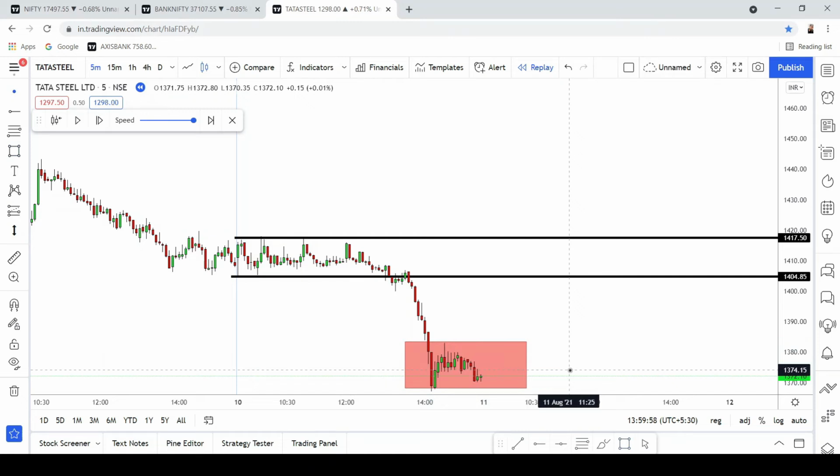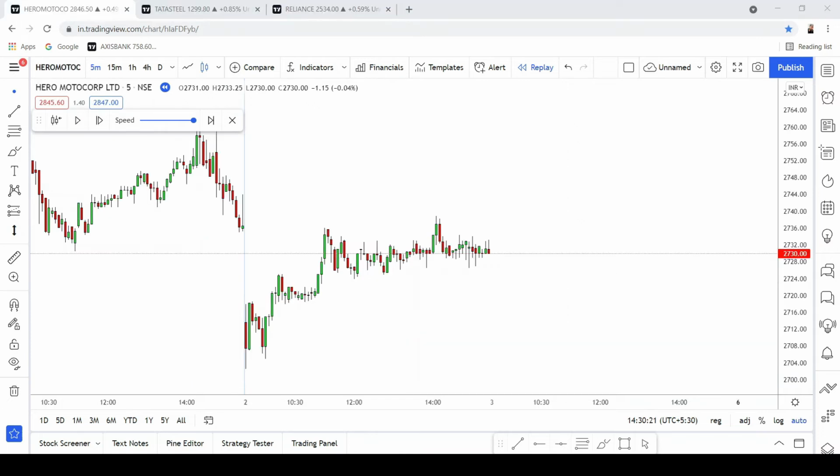So now I assume that you would have got the basic idea of what double distribution day is all about. Now let's have a look at some examples of typical day as well as expanded typical day. So here there's a stock of Hero MotoCorp. Let's see how the stock behaves on 3rd of September 21.